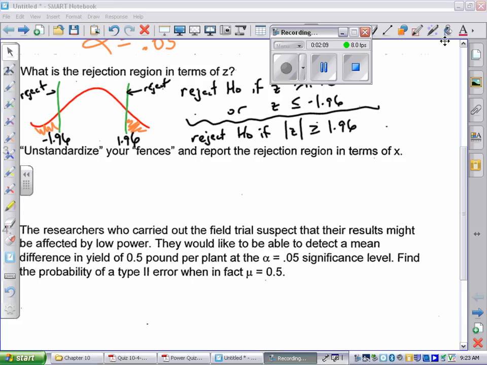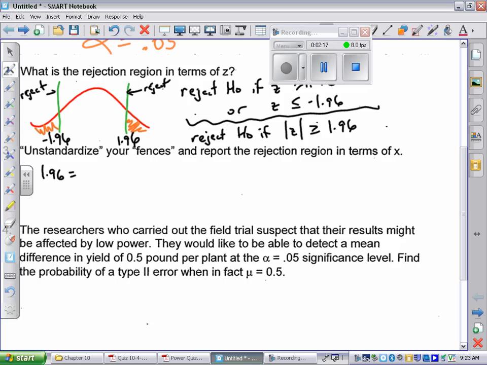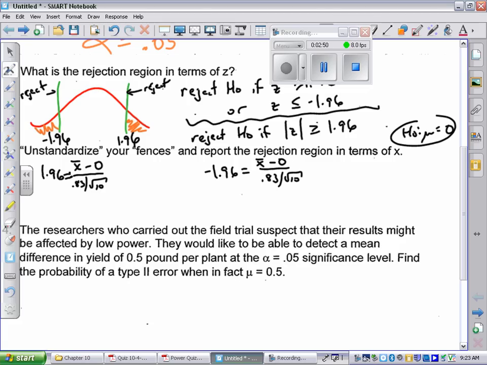Now it says unstandardize the fences and write the rejection region in terms of X, or in terms of crop yield. So I'm going to unstandardize these dudes. That means 1.96 equals wherever the fence is minus the mean divided by sigma over the square root of n, which is 0.83 divided by the square root of 10. And then I unstandardize this fence as well. Negative 1.96 equals X bar minus 0. And it's 0 because the H0 is mu is 0. That's where that came from.